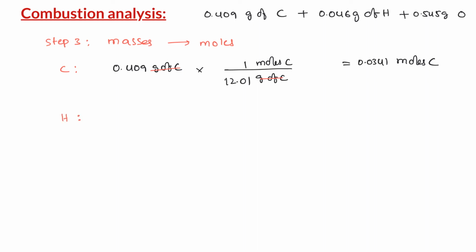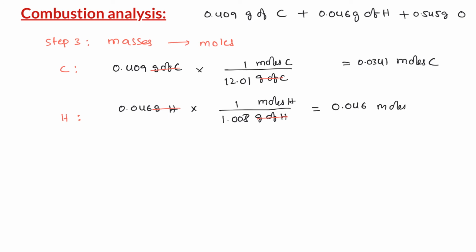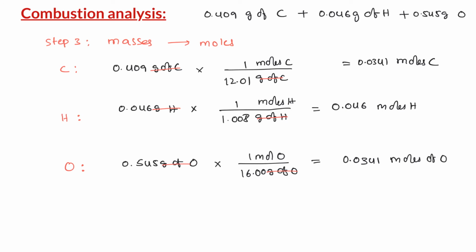For hydrogen, we start with 0.046 grams of hydrogen and multiply that with a conversion factor which is 1 mole of hydrogen per 1.008 grams of hydrogen. Grams of hydrogen gets cancelled and we get 0.046 moles of hydrogen. Similarly, for oxygen, we start with 0.545 grams of oxygen times 1 mole of oxygen per 16.00 grams of oxygen. If we do the math, we get 0.0341 moles of oxygen. So the ratio of carbons to hydrogens to oxygens is 0.0341 to 0.046 to 0.0341.